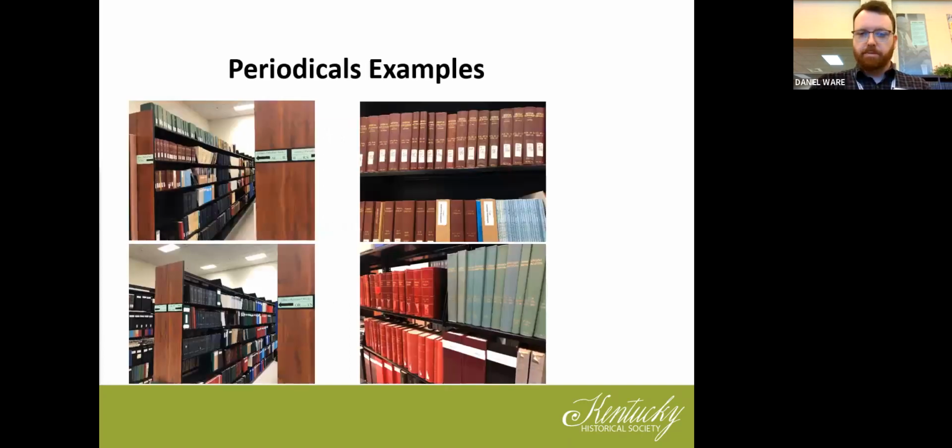And then here's just some pictures of the periodicals in general. The top left hand corner is more of the general ones that run along the backside of the wall. And then you've got some that go more into the county or into the states.